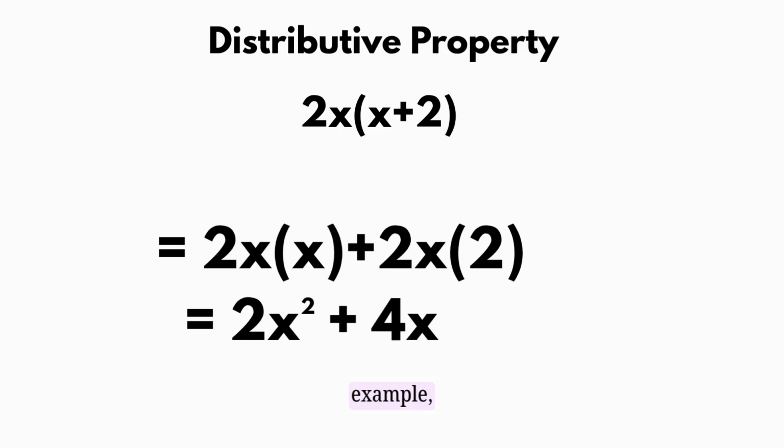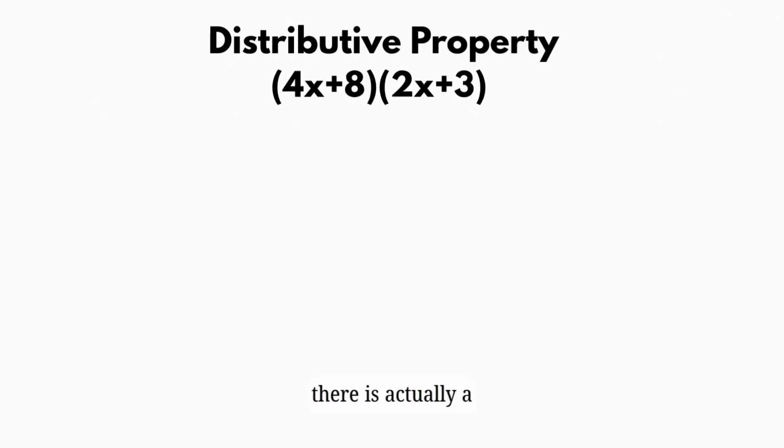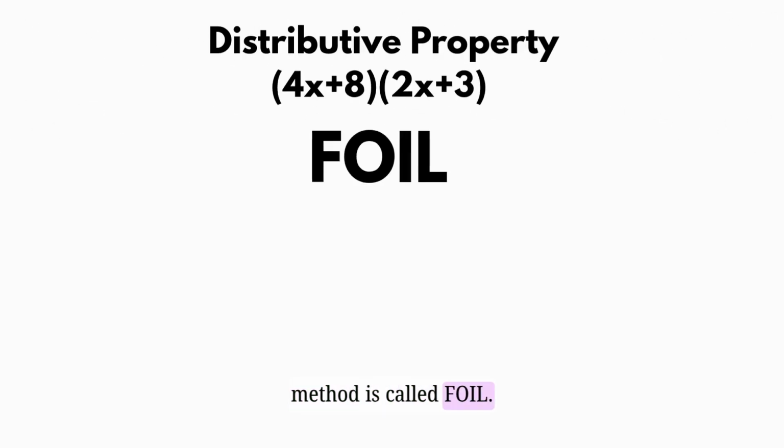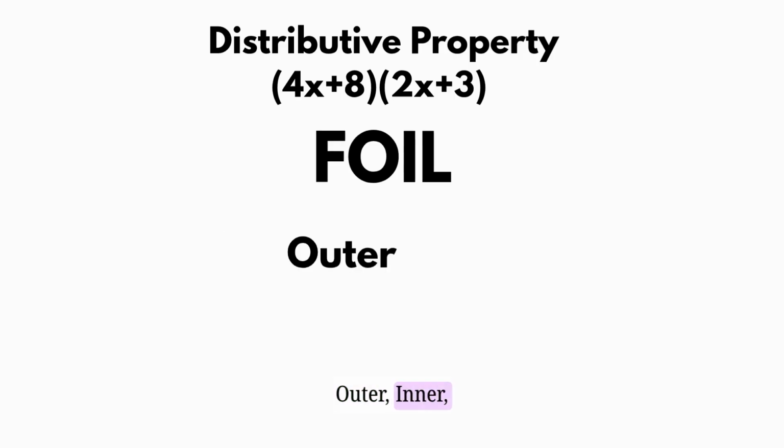Now let's look at one more example, but this time, we will speed things up a bit. Alright, there is actually a simpler way to factor out your equations. This method is called FOIL. It stands for first, outer, inner, last.